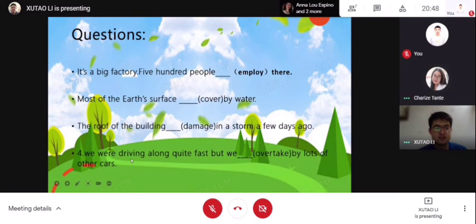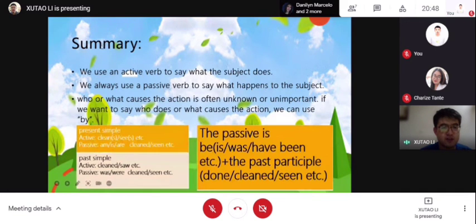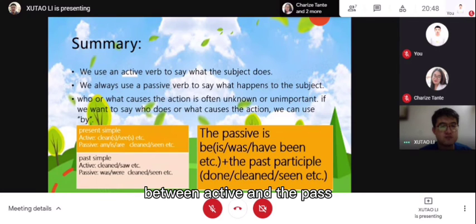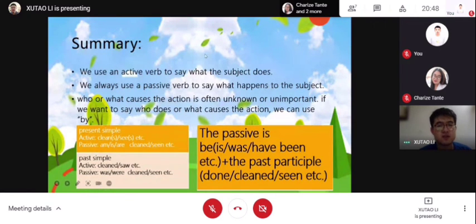We use an active verb to say what the subject does. We always use a passive verb to say what happens to the subject. Who or what causes the action is often unknown or unimportant. If we want to say who does or what causes the action, we can use by. Yes. So this sentence and this sentence are different between active and passive.